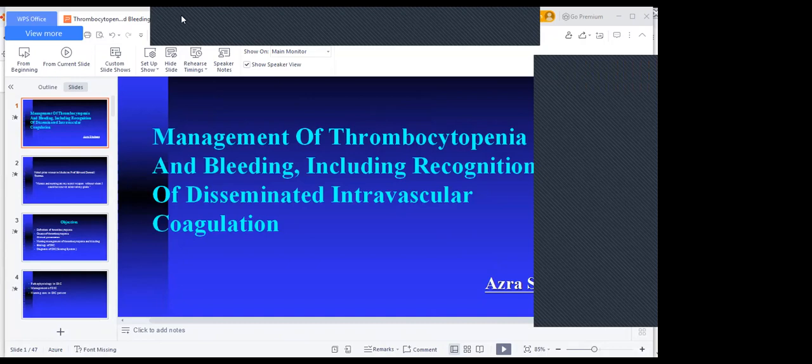Today the topic of my presentation is the management of thrombocytopenia and bleeding, including recognition of disseminated intravascular coagulation.